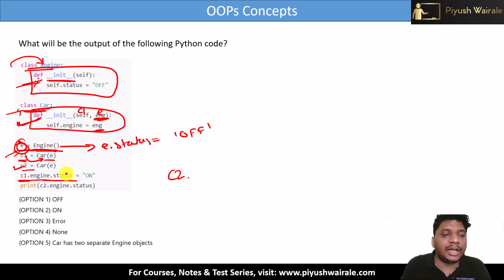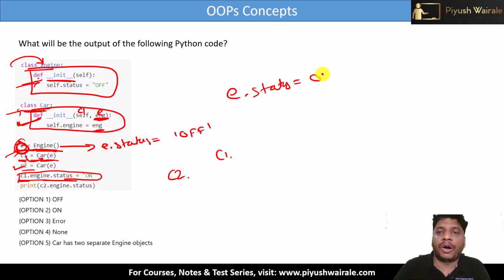So if I look at here, what we have done is basically what? E.status is equal to off. So this will get overridden. So it will get updated. Now I can say C1.engine.status equals on. Even if I call this particular thing here, that is E, then E.status will be what? That will be on here because we have updated that particular status now.